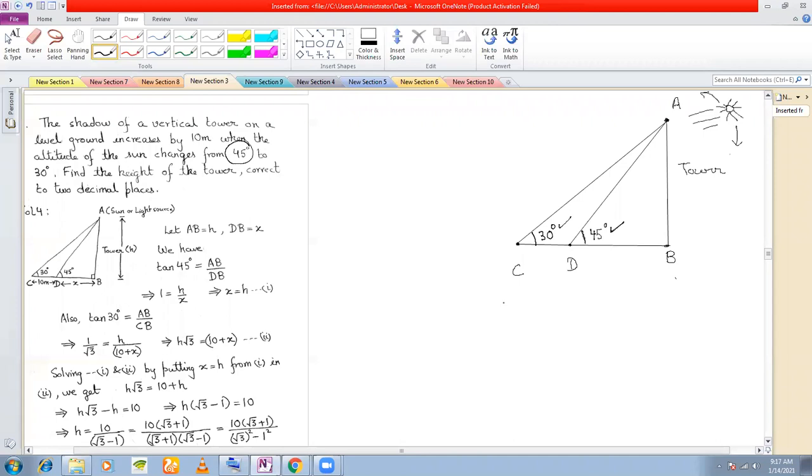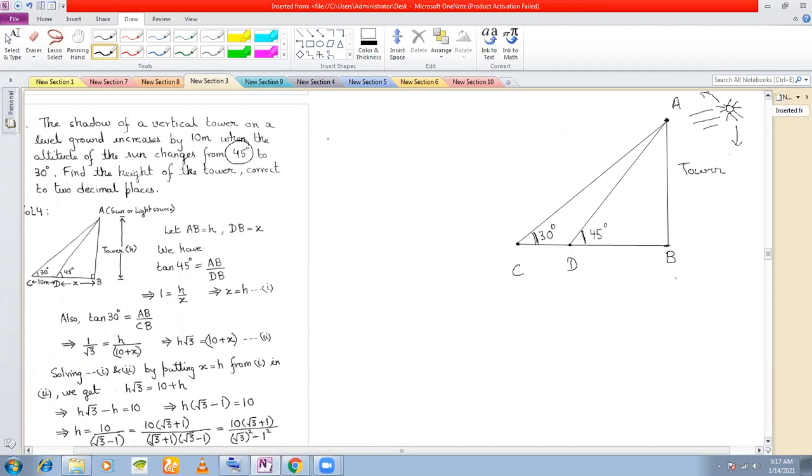Okay, so that is what you must understand, that the higher angle will be closer to the tower, and the lower angle will be the distant angle, far from the tower. Okay, so that is what, once you draw this figure, now we are going to answer our question. The question is: find the height of the tower.